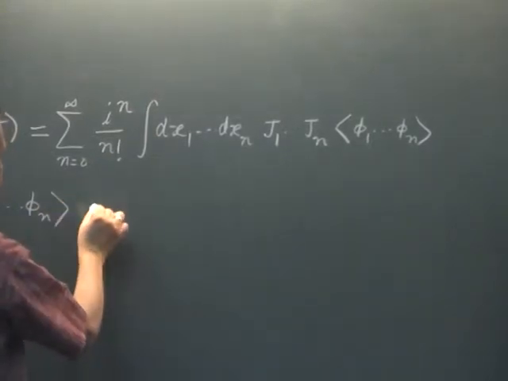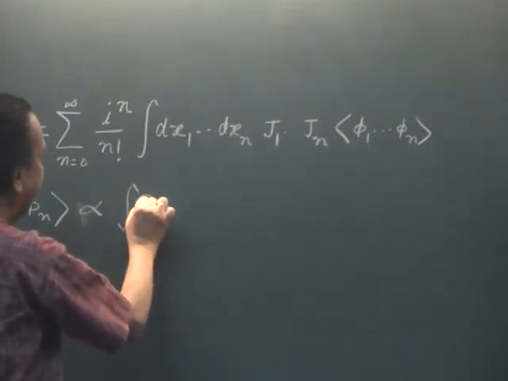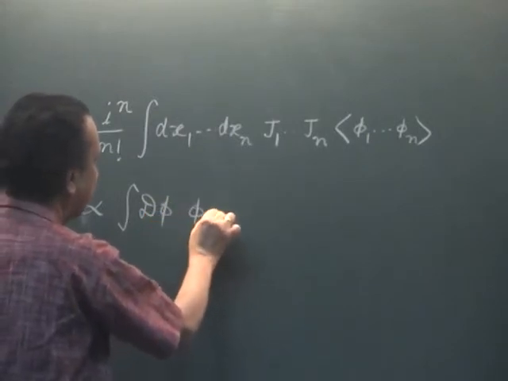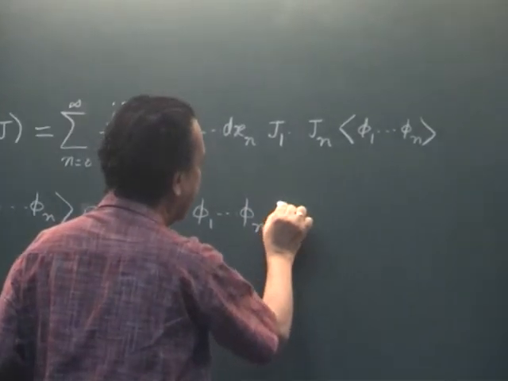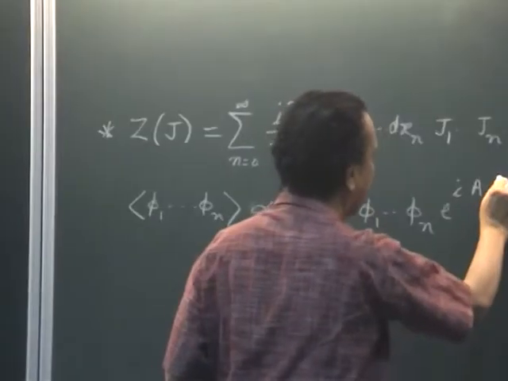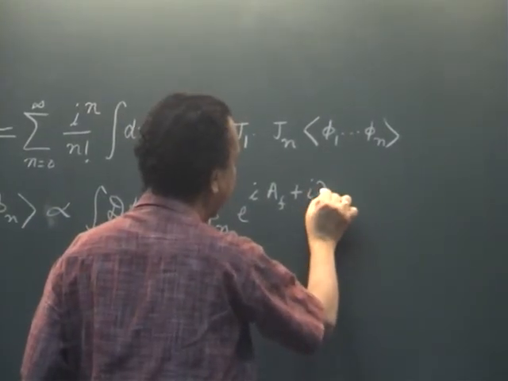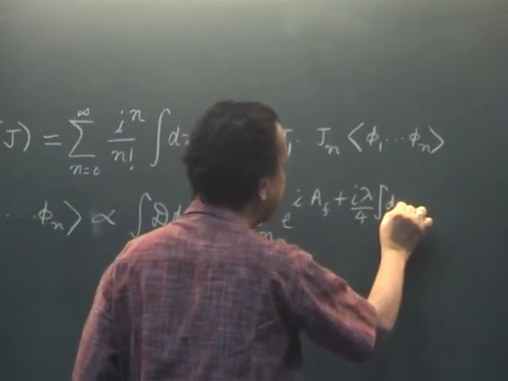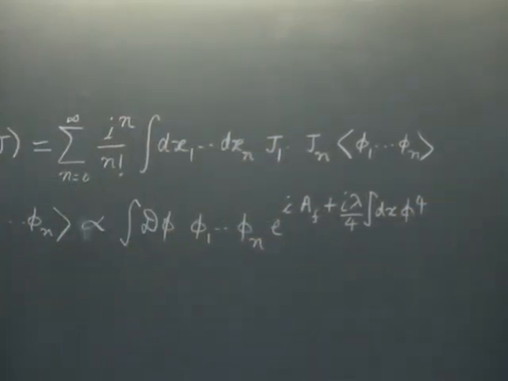I'll just put proportional because it is this normalization factor which is not relevant. D phi 1 to phi n, e to the i times the free action plus i lambda by 4 factorial integral d4x phi to the 4. Okay, this is what we did yesterday.